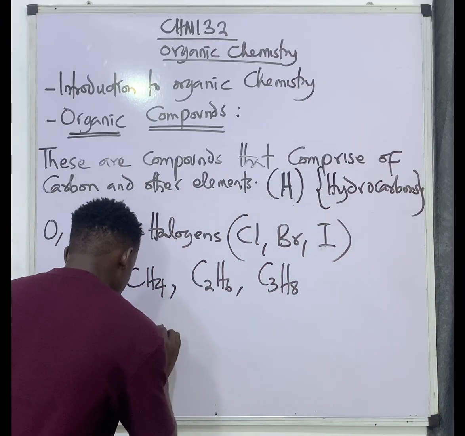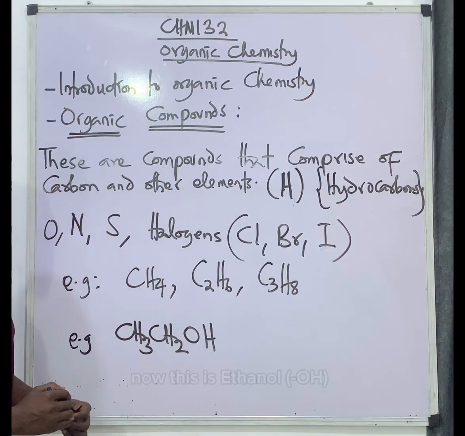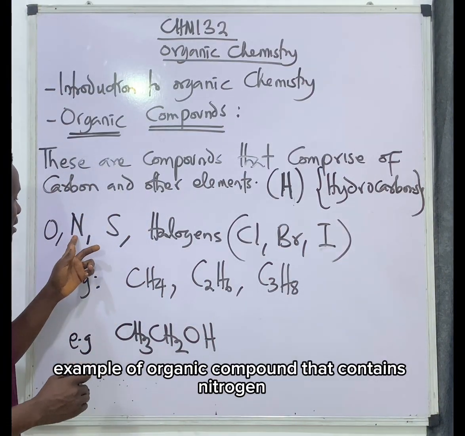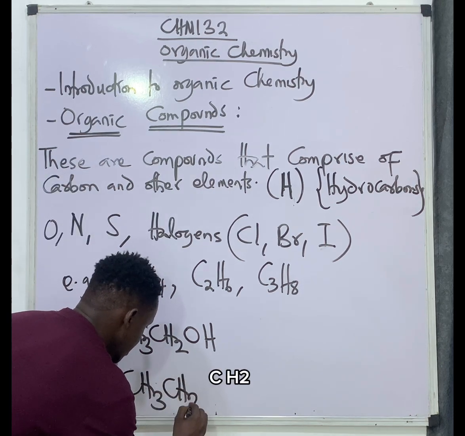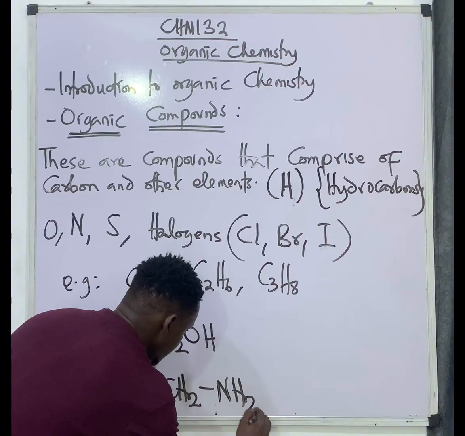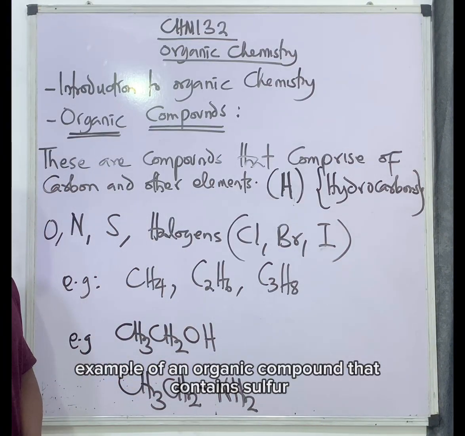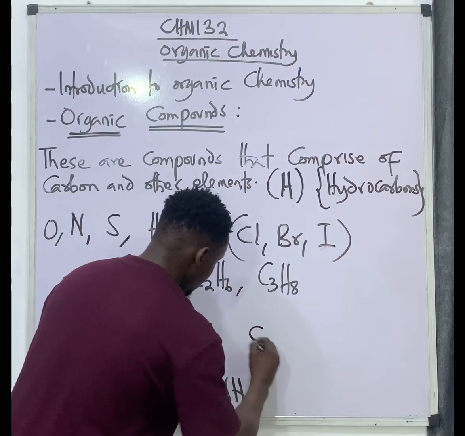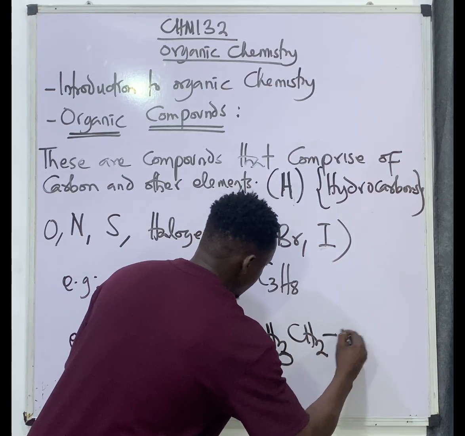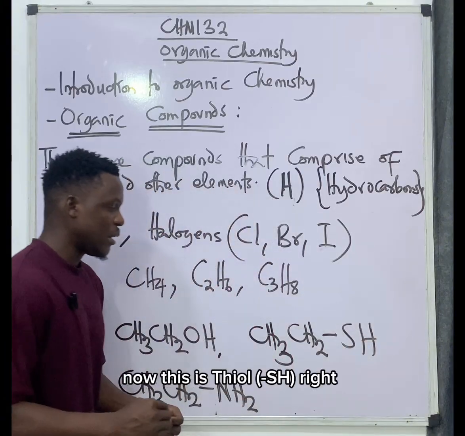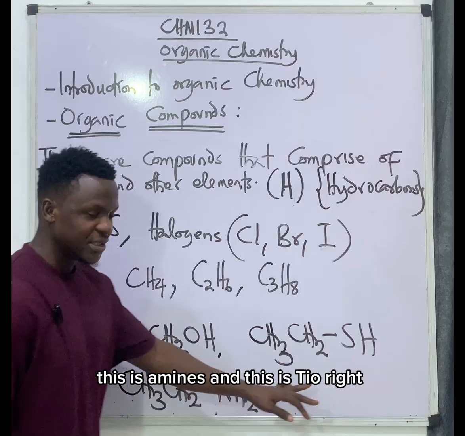Now, an example of an organic compound that contains oxygen, we have CH3CH2OH. Now, this is ethanol. An example of an organic compound that contains nitrogen, we have CH3CH2NH2. Now this is amines. An example of an organic compound that contains sulfur. Now this is thiol. Right? So this is alcohol, this is amines, and this is thiol.